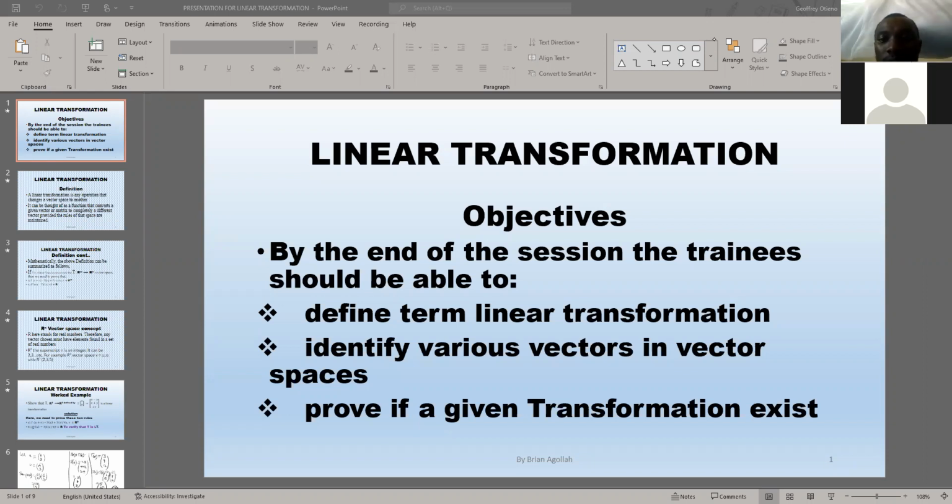Today we are going to look at linear transformation, and we are going to continue with our previous topic, integral calculus. The objectives of today's lesson are that, by the end, you as a learner should be able to define linear transformation, identify various vectors in vector spaces, and prove whether a given transformation exists or not.